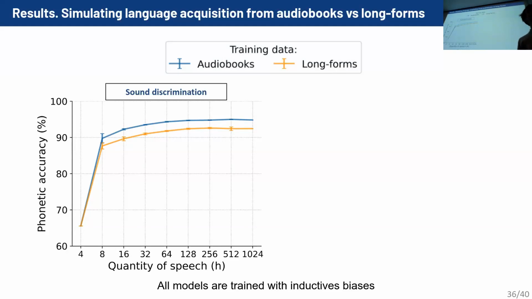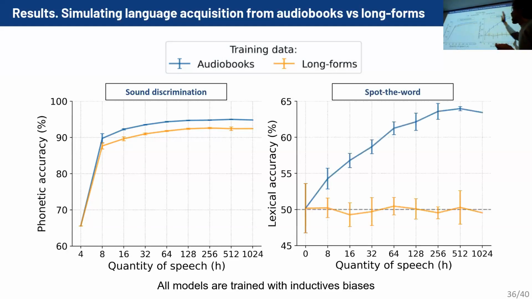Okay. Awesome. On the right, you have the same results on the spot the word task, lexical accuracy. And here we observe learning for the model trained on audiobooks, but the model trained on long forms doesn't seem to learn anything. It is at chance level, despite the inductive biases we implemented.